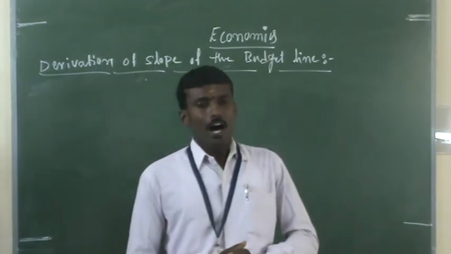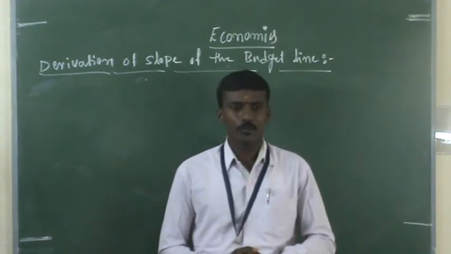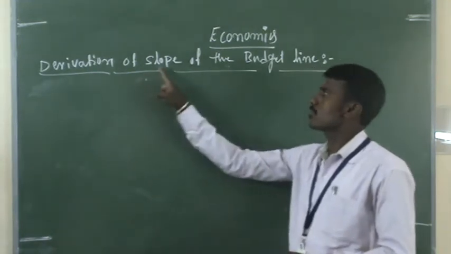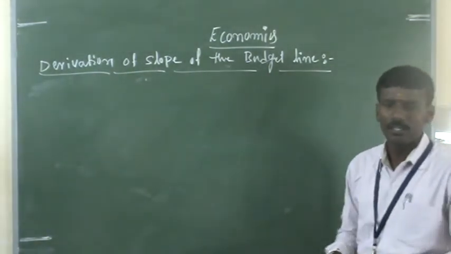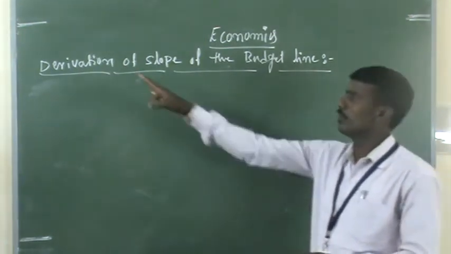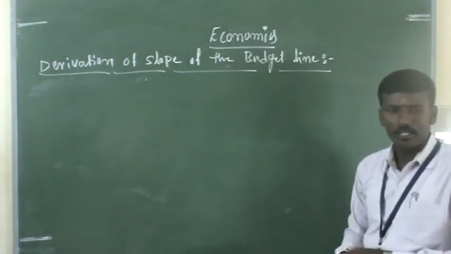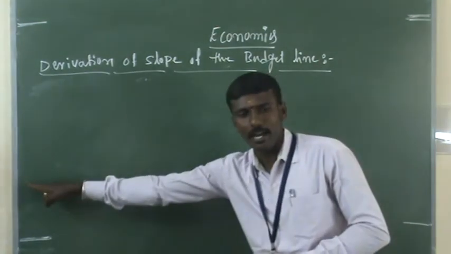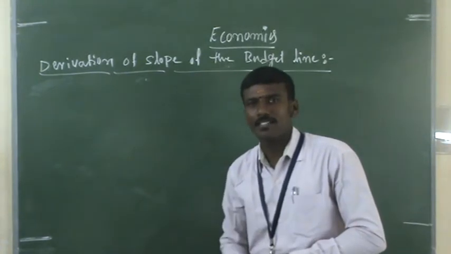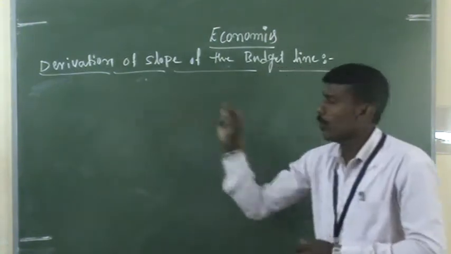After the completion of the budget set and the budget line, another important concept is the derivation of the slope of the budget line. It relates to the budget line concept. The derivation of the slope of the budget line is an interrelated concept of the budget line, or price line.